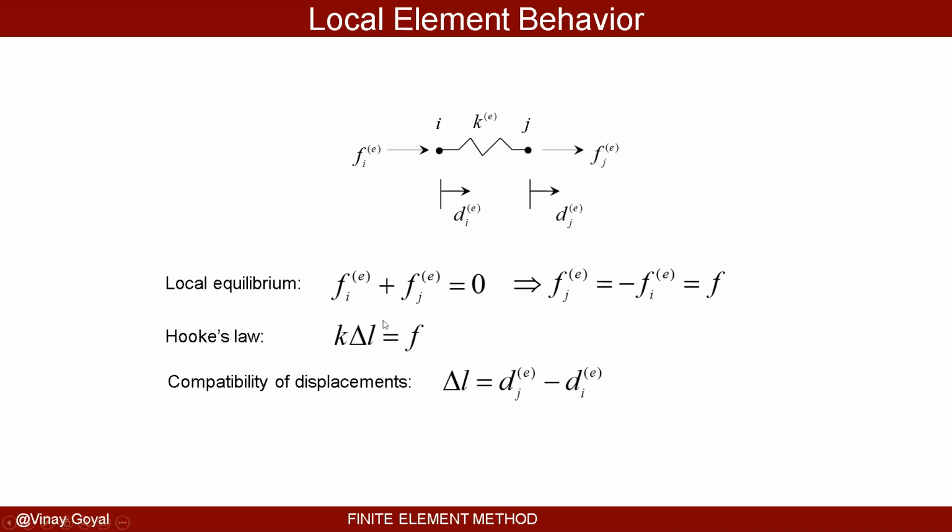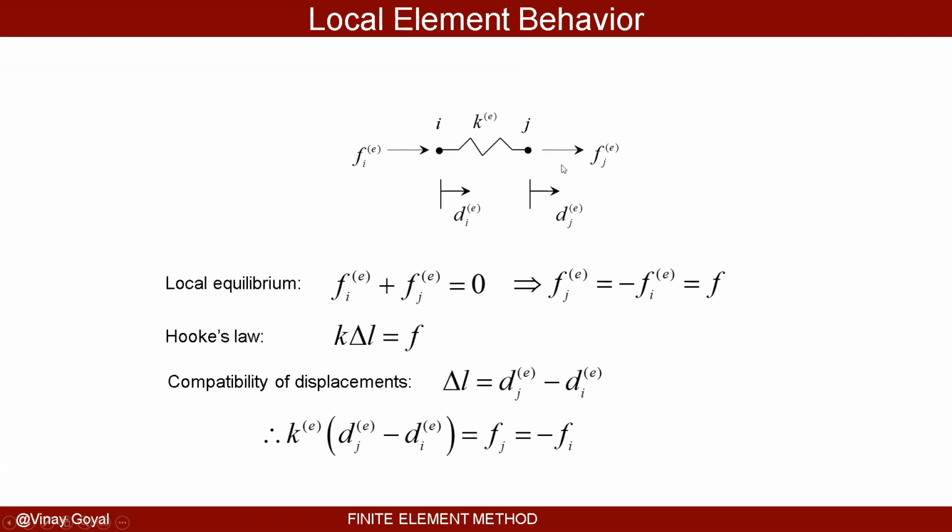But we know that delta L, the relative deflection, is dj minus di. So here we have three equations: the local equilibrium, Hooke's law, or the constitutive law for the spring, which is K times the delta deflection, dj minus di, equals the force in the spring. And obviously the change in the deflection, not the deflection, but the delta L, the relative deflection between this point and this point, is clearly dj minus di. That is it, okay? So here is a local element.